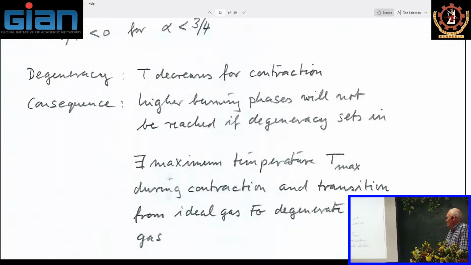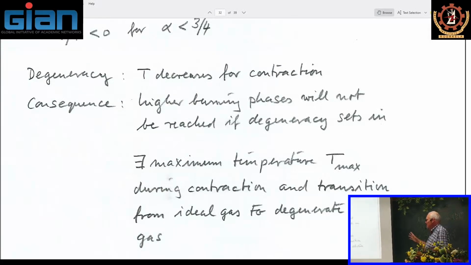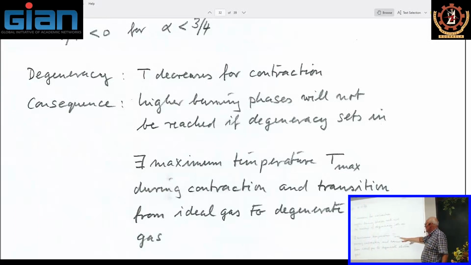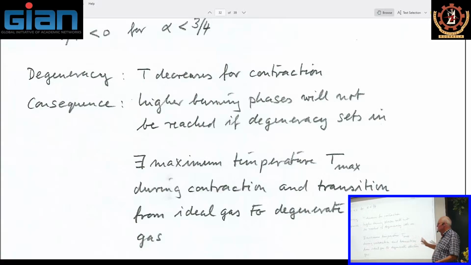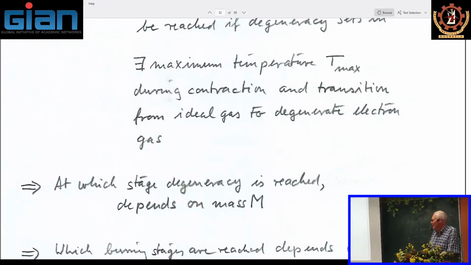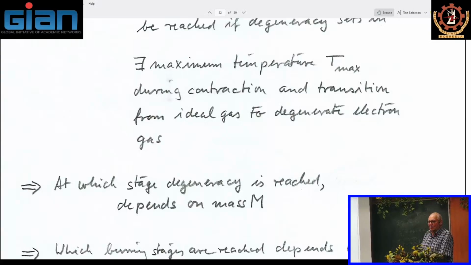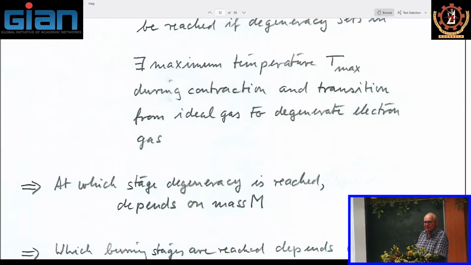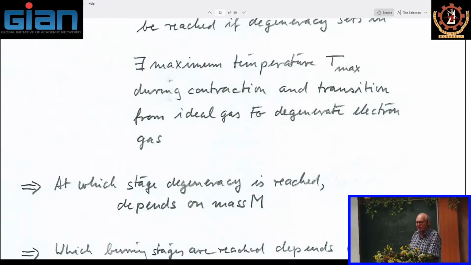Okay, the next consequence is that there is a maximum temperature during contraction and the transition from the ideal gas to the degenerate electron gas. So the question arises, where is this temperature maximum actually achieved, and on which parameter is the reaching of the temperature maximum controlled?